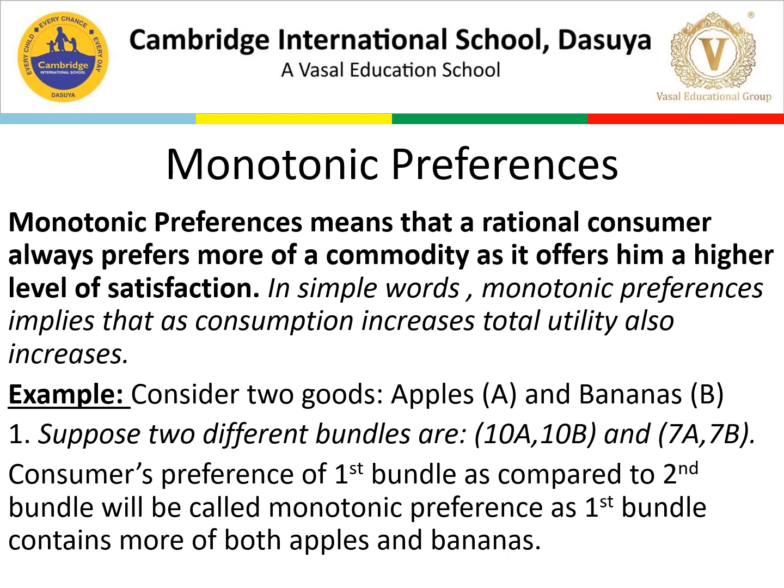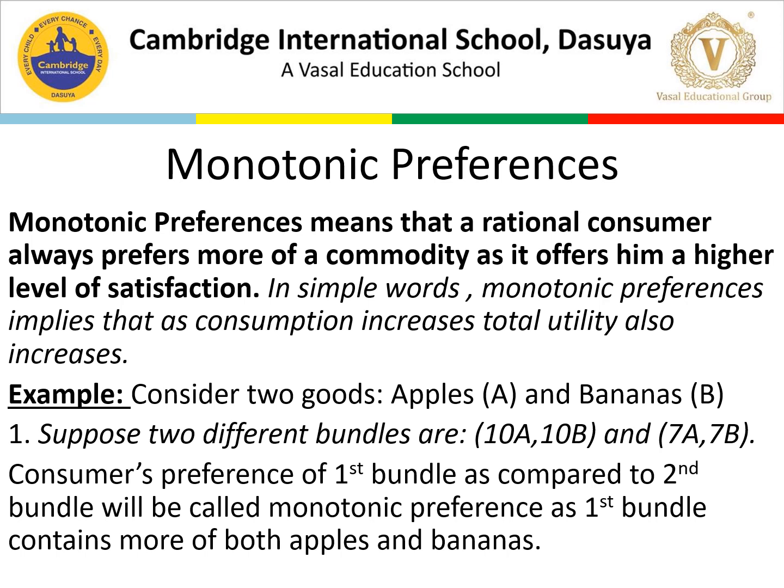Next thing is, in simple words, monotonic preferences implies that as consumption increases, total utility also increases. So as we are consuming more of a commodity, our total utility is also increasing. So we always prefer this in monotonic preferences. Next is an example related to this.